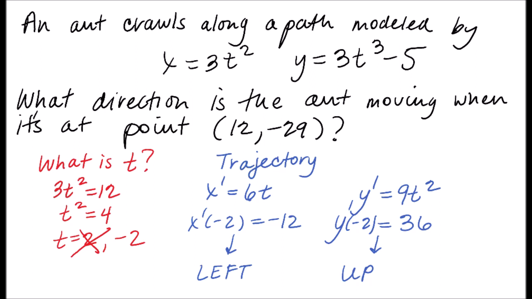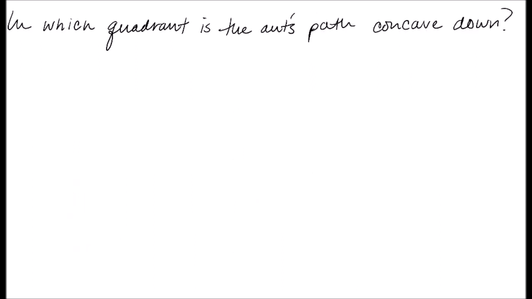Next, I'm going to ask, in which quadrant is the ant's path concave down? Okay, well, we can do that. We know that concave down means the second derivative is negative. So we need to find the second derivative of y with respect to x, and then analyze its sign somehow. So we're going to need to take the second derivative. Let's start by just taking the first derivative.